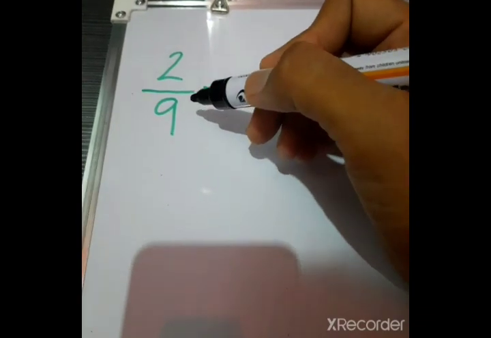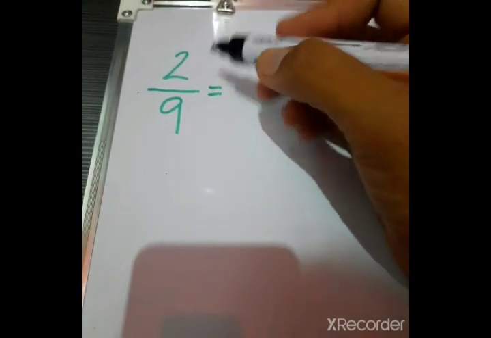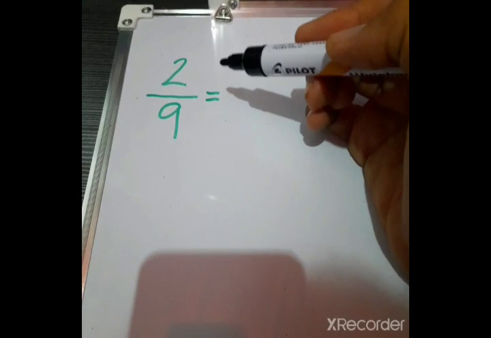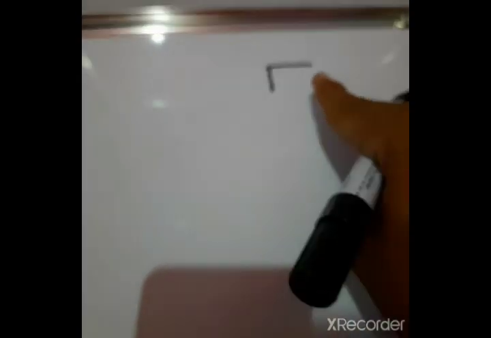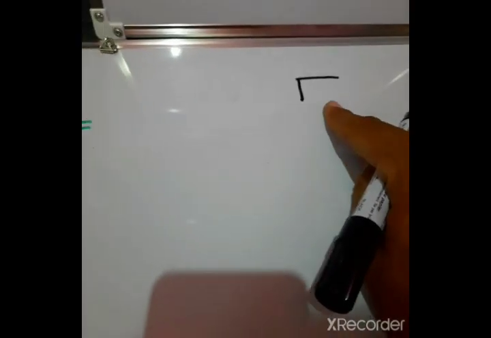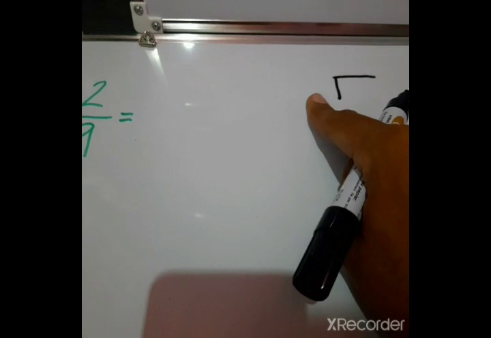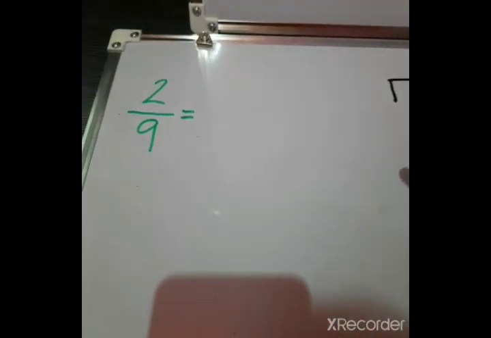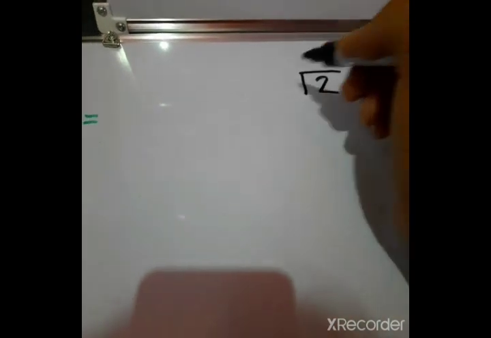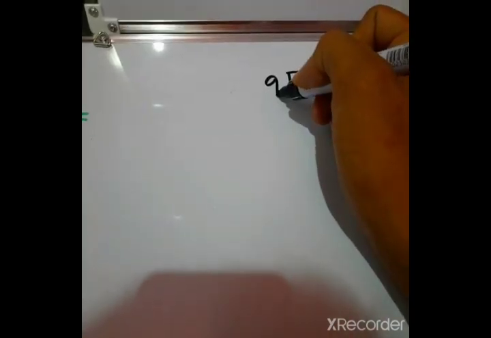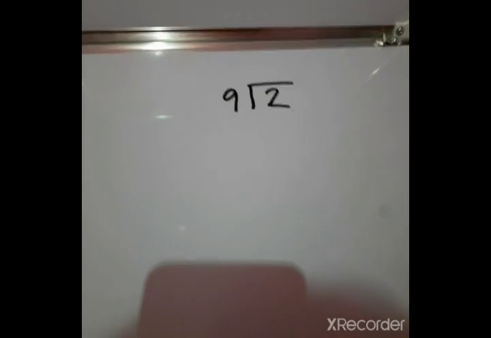2/9. What will be its decimal form? So of course, change this one into division. So we will write, identify now what will be our dividend and what will be our divisor. If 2 is your dividend, then you are correct. So 9 our divisor. There you have it.